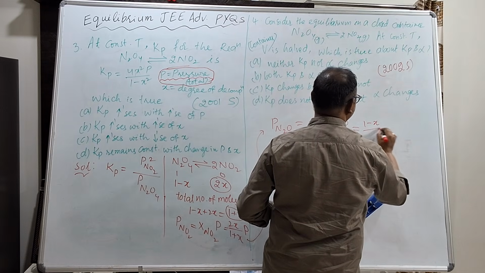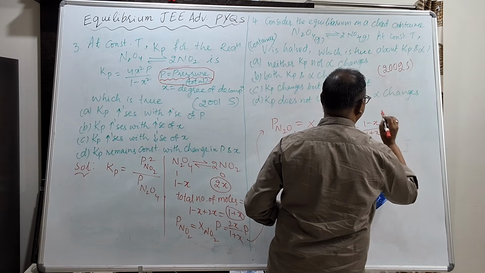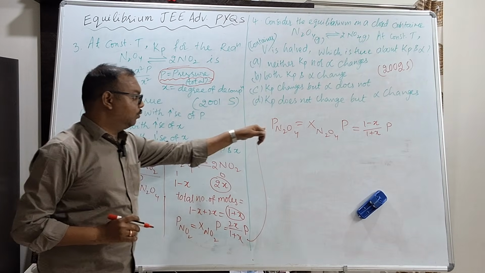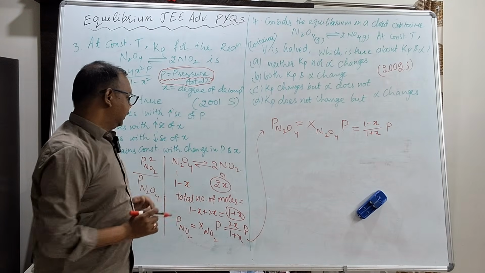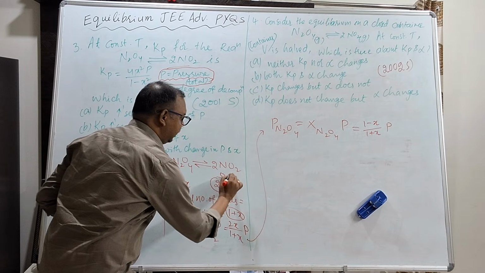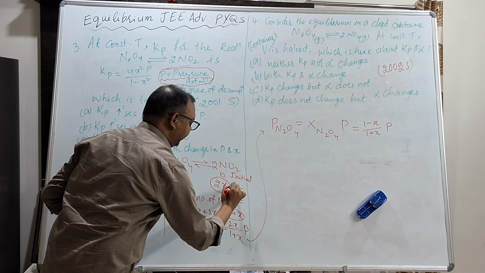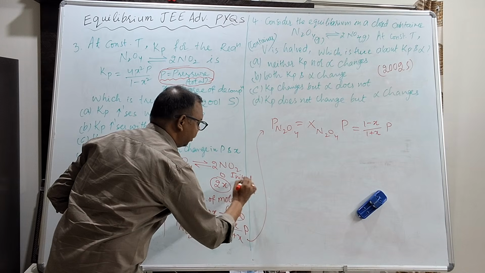1 minus x by 1 plus x into P. We can write 1 minus x as the number of moles of N2O4 at equilibrium. This is the condition initially, and this condition is at equilibrium. Keep that in mind, all of you.